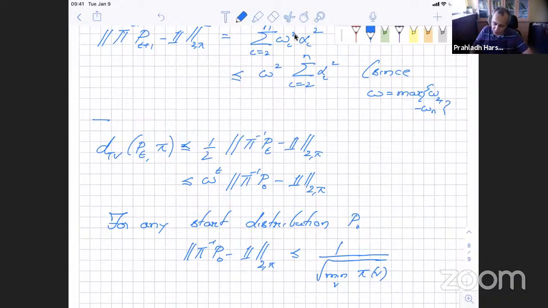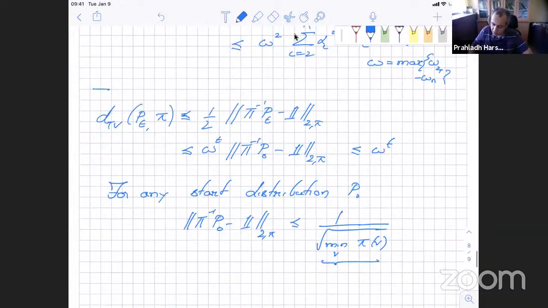So this quantity is going to be at most omega to the t, and we define this as pi min. So this is omega to the t times 1 over square root pi min. So eventually, if you want the total variation distance to be smaller than epsilon, so there is a half.